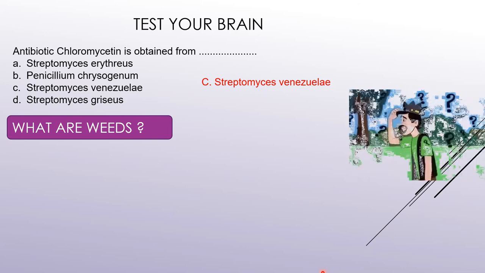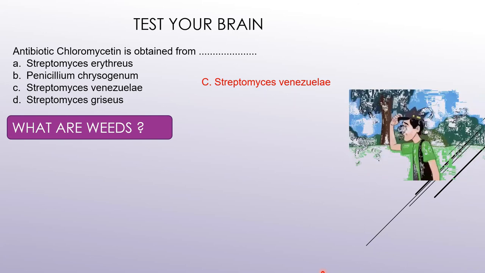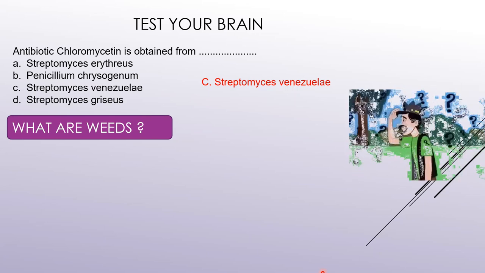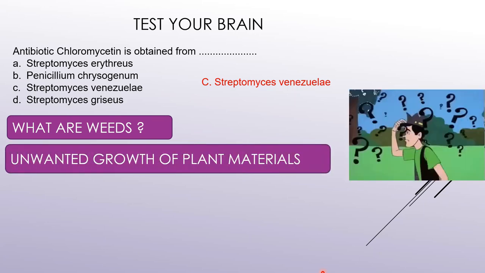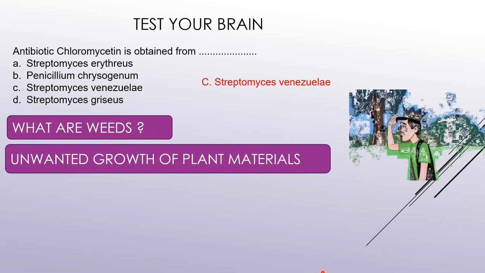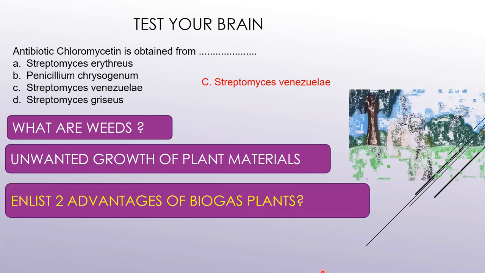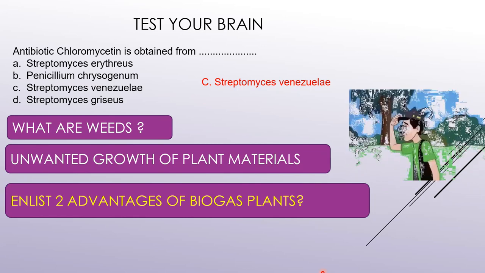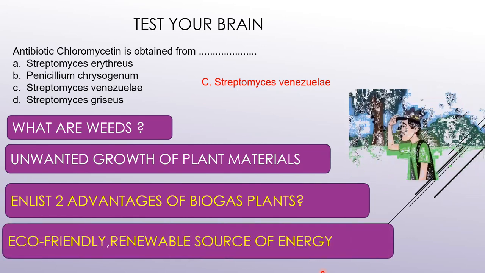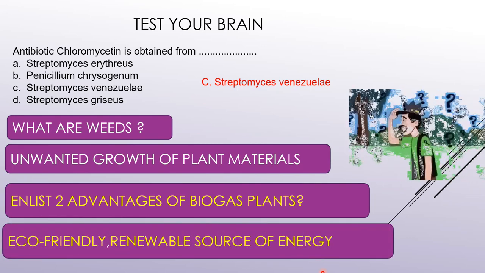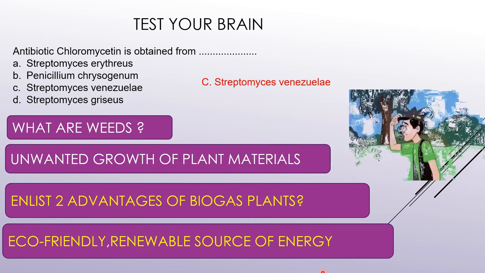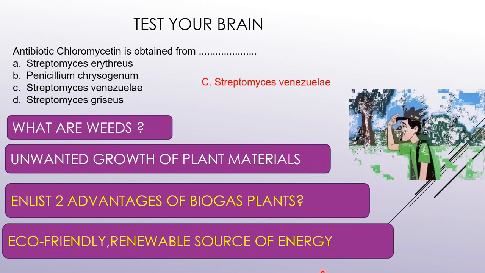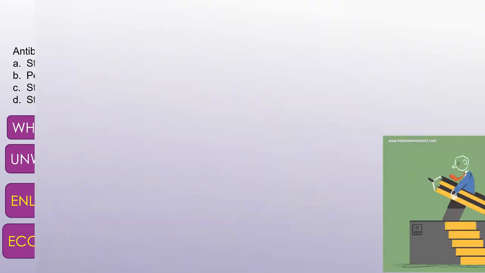Your next question is, what are weeds? I suggest you all to please write down the answer in your notebook. As we already discussed, unwanted growth of plant material is called weeds. Your last question, enlist two advantages of biogas plants. And the two advantages, out of the four we discussed, one can be eco-friendly and second it can be a renewable source of energy.